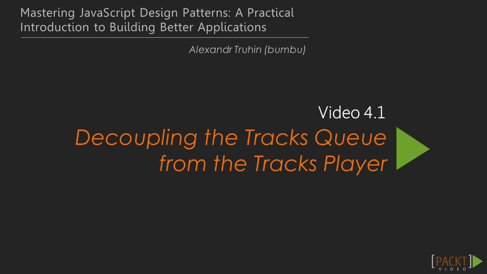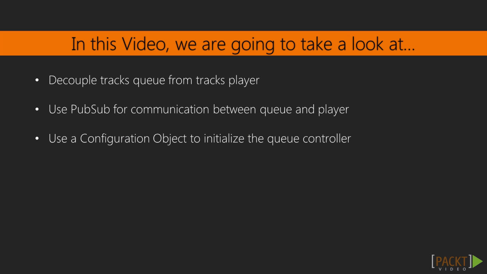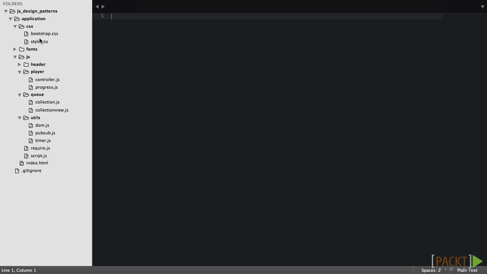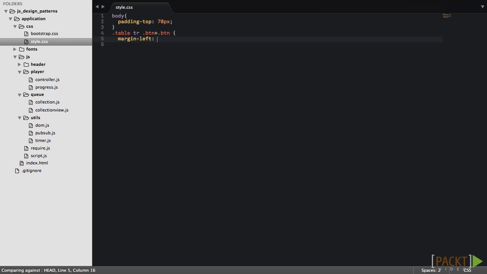And we'll start with decoupling tracks queue from tracks player, so that they will act as 2 separate modules. These 2 modules will use PubSub for communication. Also, we'll use a configuration object to initialize the queue controller. But first, let's add some spacing between tracks buttons.